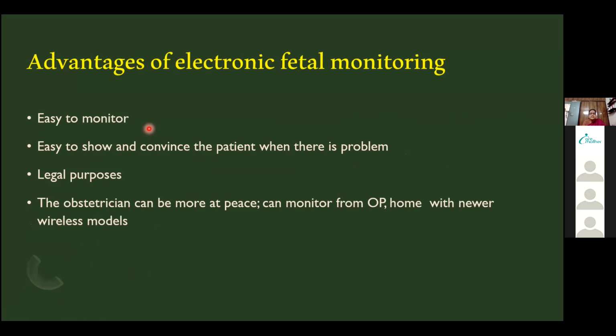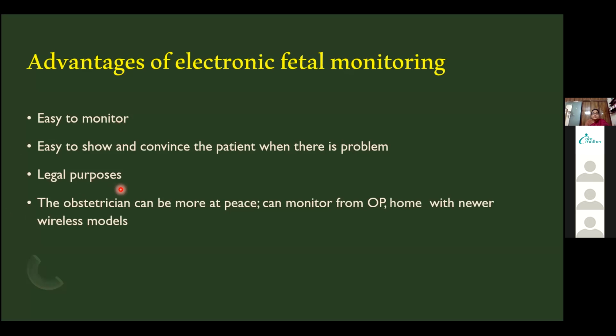So the advantages of electronic fetal monitoring: it's easy to monitor. When you hear with the Pinard fetoscope, only you hear. When the nurse says she is able to listen to the heart rate, you really cannot rely on it. Here you listen, the patient listens, and the staff listens. It is easier to demonstrate to the patient. See, the heart rate was like this, suddenly it is going down like this during contractions. It's easier to explain to the patient.